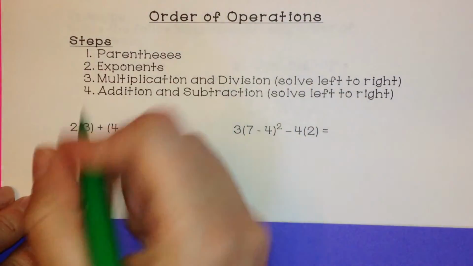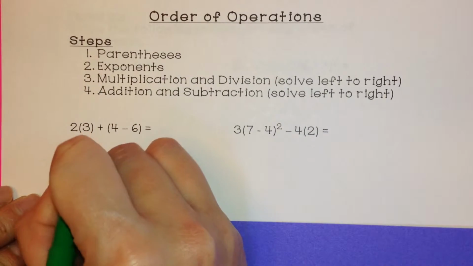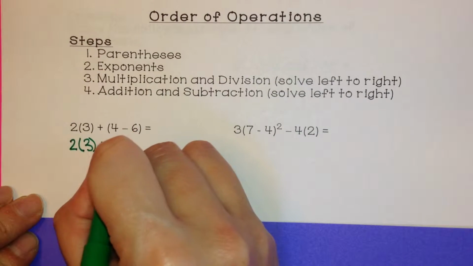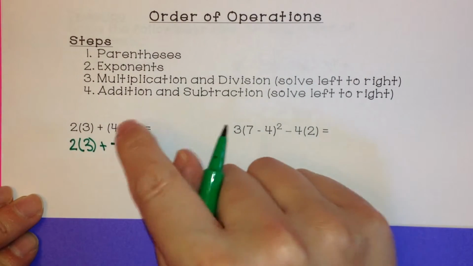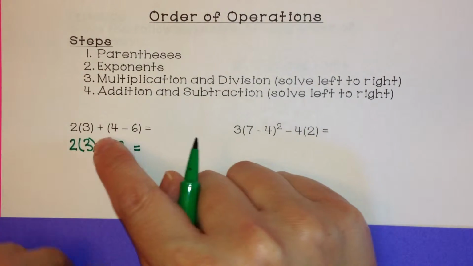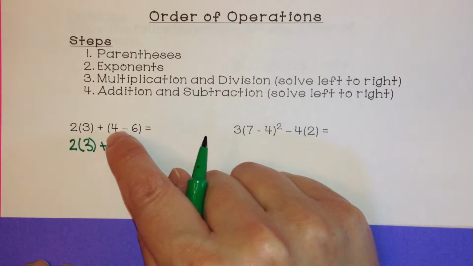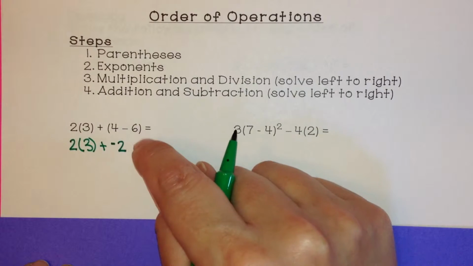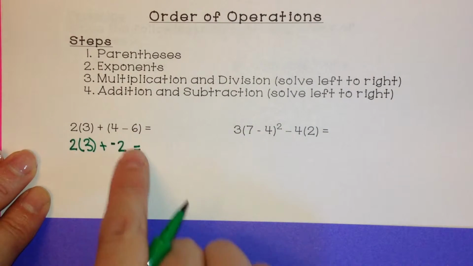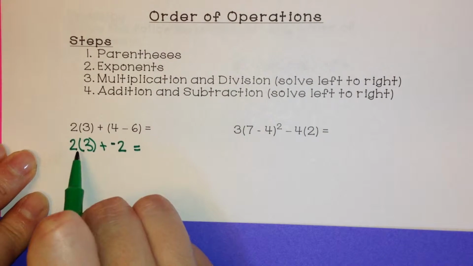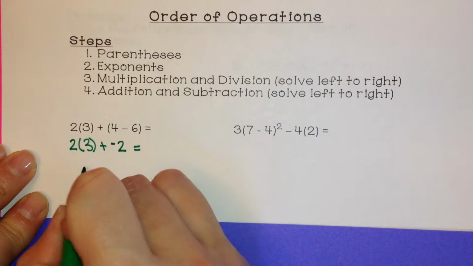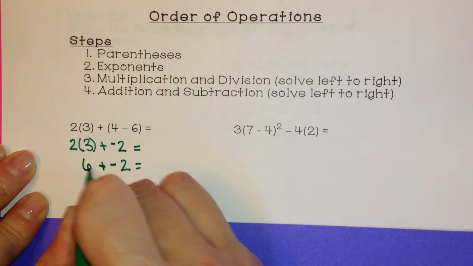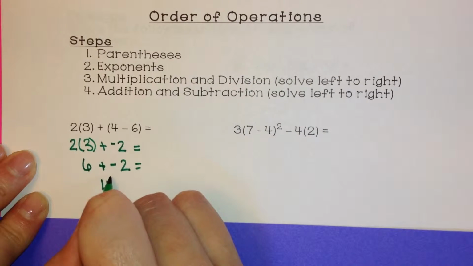So I'm going to bring this down. We have 2 times 3 plus 4 minus 6 is negative 2. Okay, I can remove the parentheses because there's nothing multiplied by it on the outside. If I had a number outside the parentheses, I would want to leave them there, but I'm fine to get rid of them. Okay, now I have to multiply before I add. So 2 times 3 is 6 plus negative 2, and 6 plus negative 2 is 4.